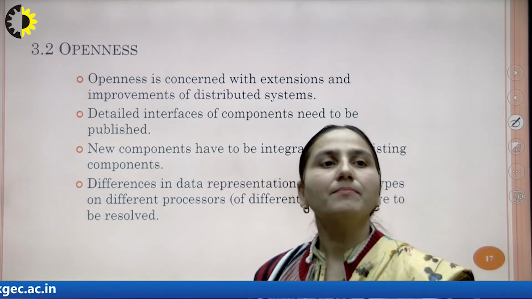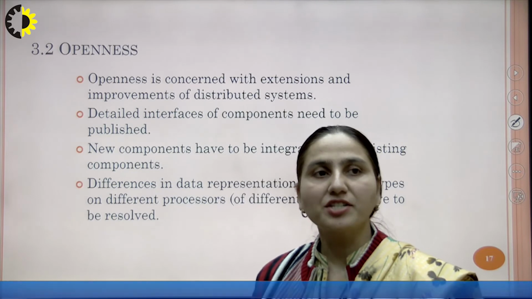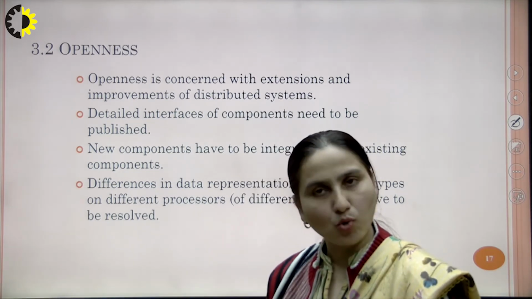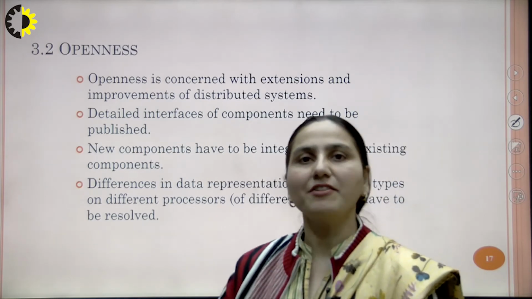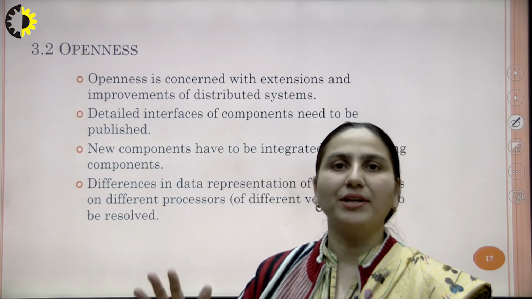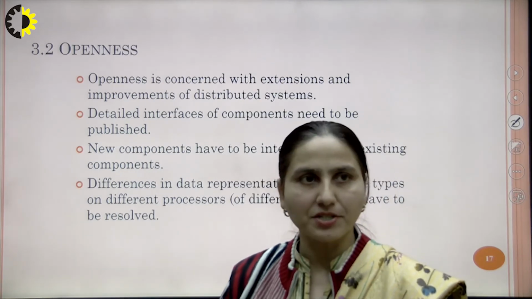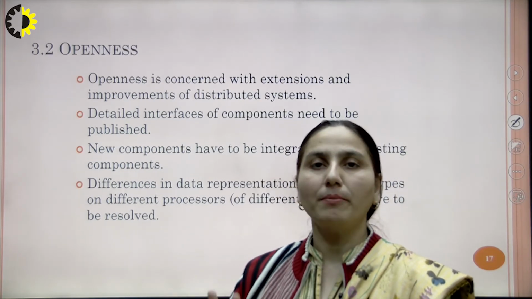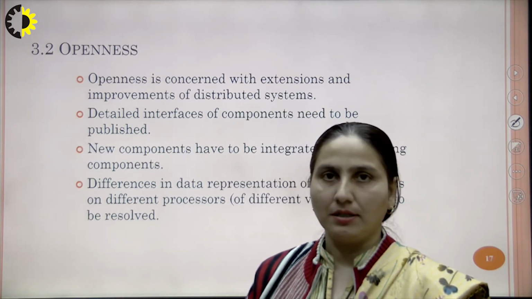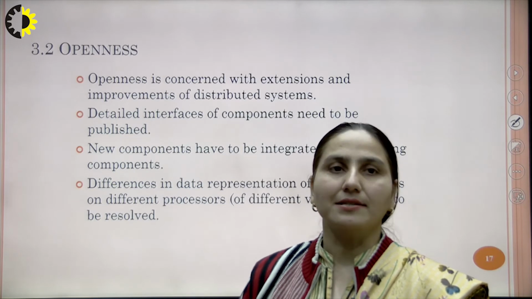Next comes: the detailed interface of components needs to be published. As I told you, we have different nodes and different components in the complete network, and they communicate and coordinate simply by the passing of messages. So the detailed information of these components again needs to be published. That is what openness is.